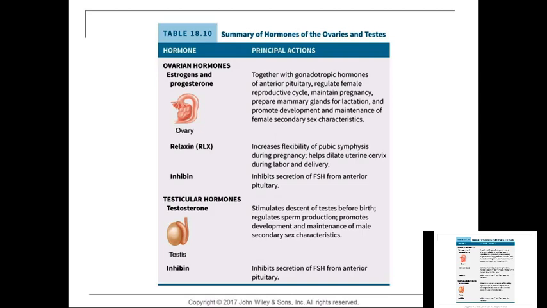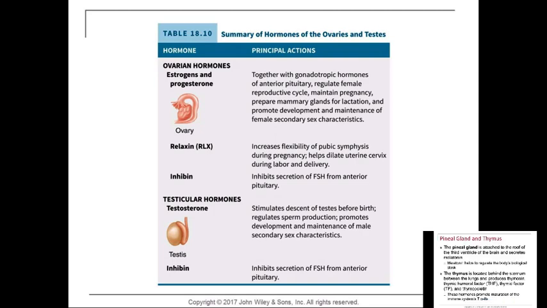Testosterone stimulates the descent of the testes before birth, regulates sperm production, promotes development and maintenance of the male secondary sex characteristics, and then inhibin is going to do the same thing it did in the female. It's going to inhibit the secretion of FSH, the follicular stimulating hormone, from the anterior pituitary.